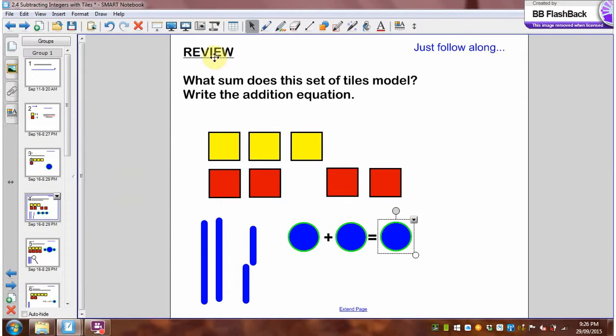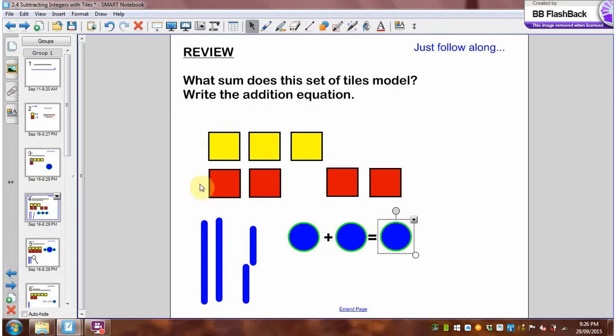This is another quick review. Just follow along. This is talking about addition. We're going to add our tiles, add our integers, positive and negative numbers. So what sum does this set of tiles model? Write the addition equation. Just follow along here. You should be able to look at this now and give me an answer.